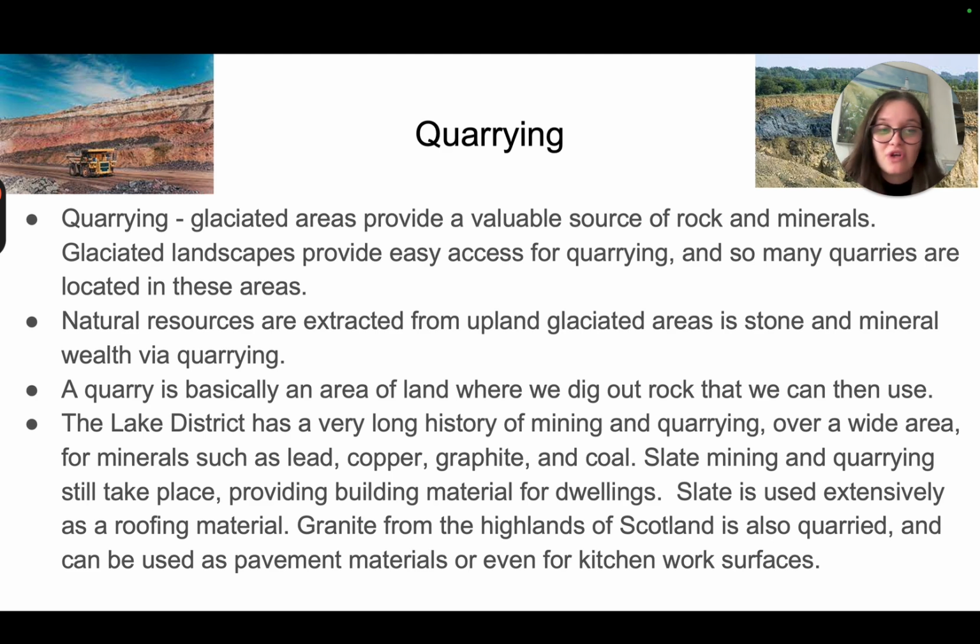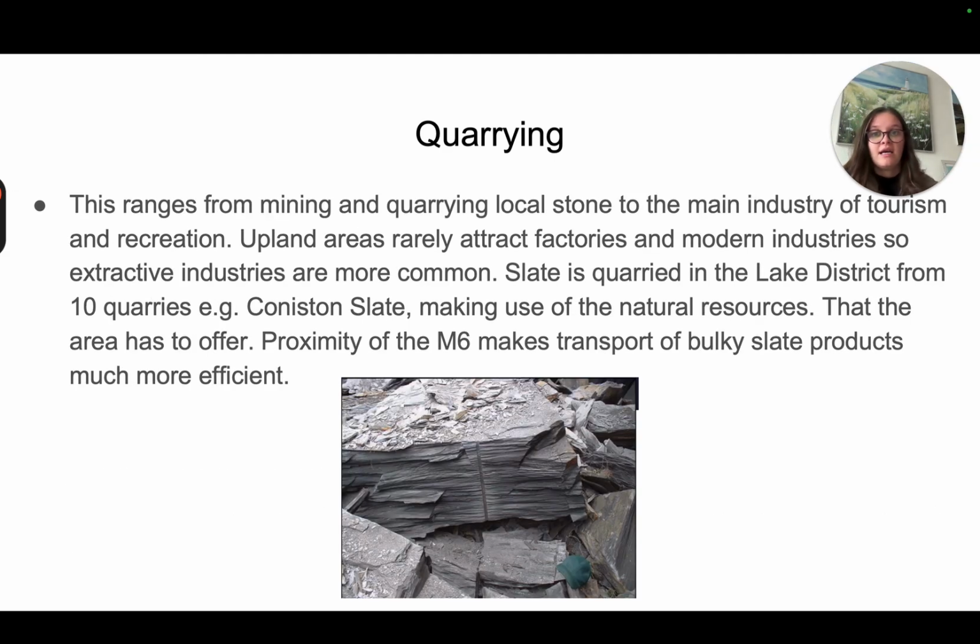Granite from the Highlands of Scotland is also quarried, which some people use as worktops in their kitchens, and it can be used as pavement materials, because it's so hard wearing. This ranges from mining and quarrying local stone for the main industry of tourism and recreation. Upland areas rarely attract factories and modern industries, so extractive industries, so taking things from the land, are more common.